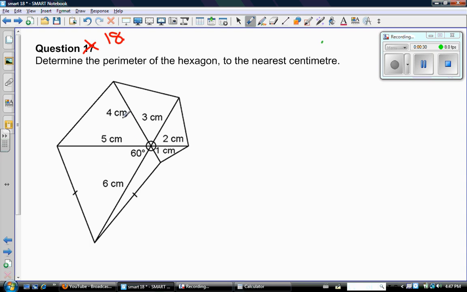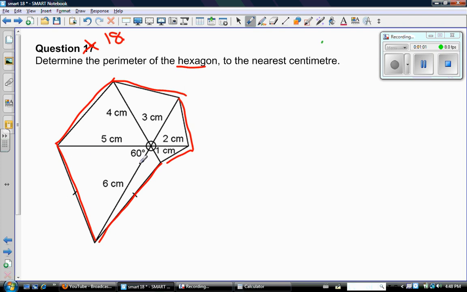It's the one with this terrible looking shape. Determine the perimeter of the hexagon to the nearest centimeter. A hexagon is just a six-sided shape: 1, 2, 3, 4, 5, 6. Definitely a hexagon. If I want to find the perimeter, I need to find the length of each of those red sides, right?